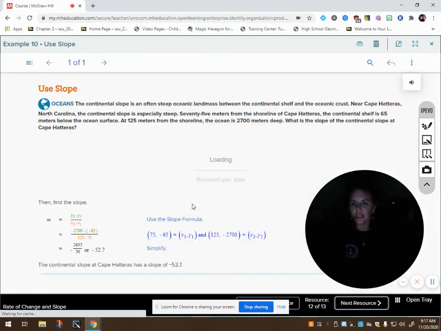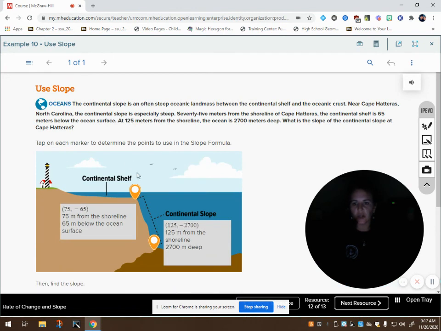And the last example that I'm going to do in this lesson is using the slope to solve word problems. It says the continental slope is the often steep oceanic landmass between the continental shelf and the oceanic crust. Near Cape Hatteras, North Carolina, the continental slope is especially steep. If you got your kids out there swimming, you're going to want to be very careful because you can touch the bottom, and then boom, huge drop.